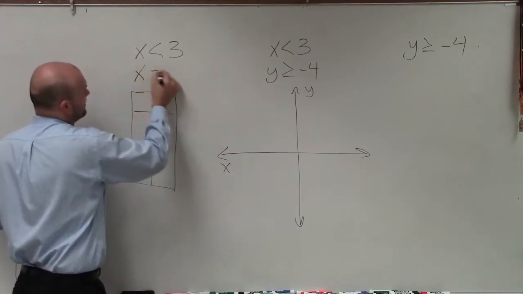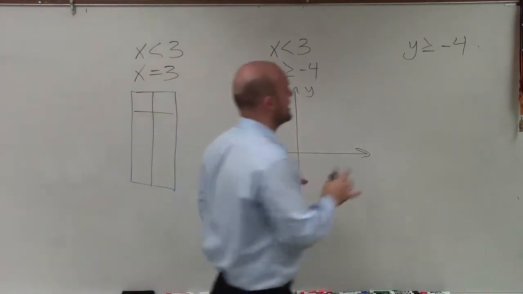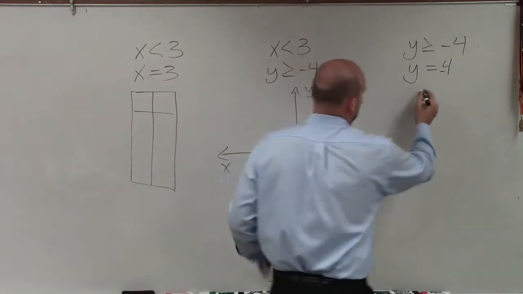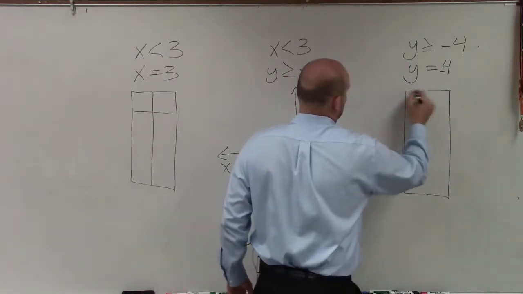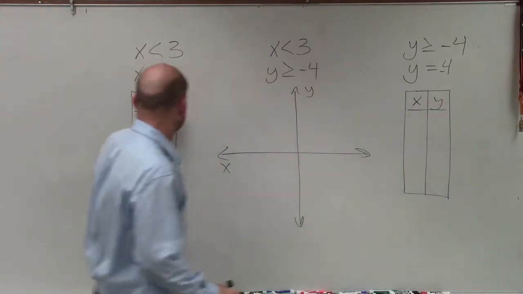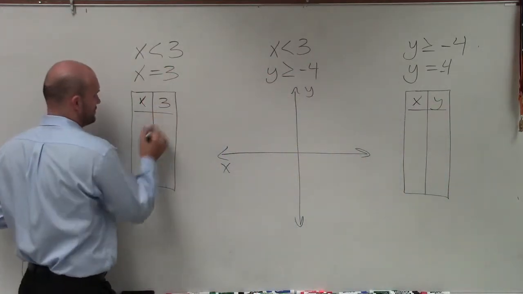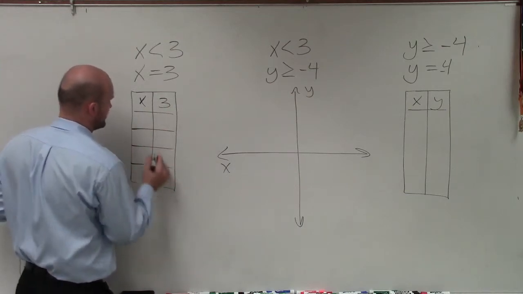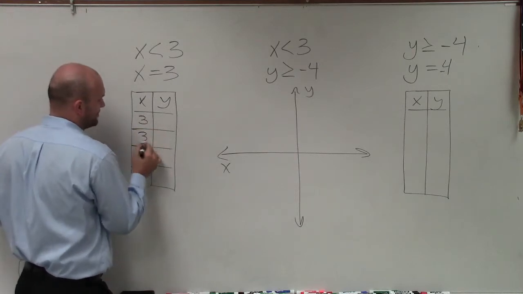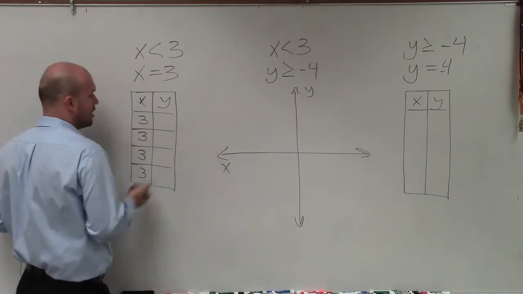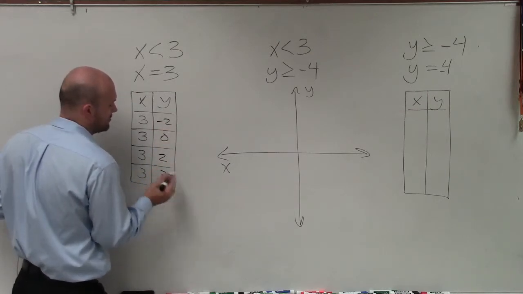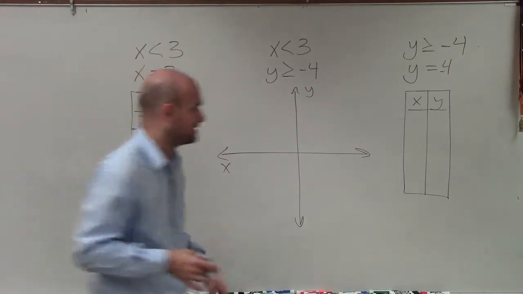Now, let's forget right now that we're dealing with inequalities, and let's just use a table of values to determine what the equation would look like. So in this case, I know that x is always equal to 3. So therefore, I'm simply going to create a table of values, where x is always equal to 3. Then for the values of y, I'm going to choose arbitrary values, -2, 0, 2, and 3. It doesn't really matter what values we pick.